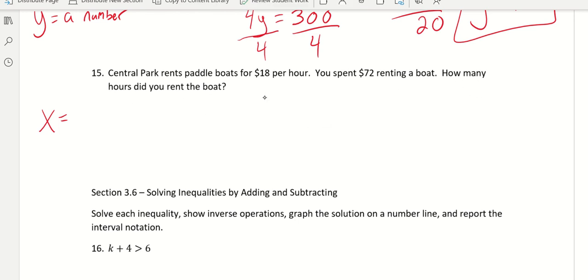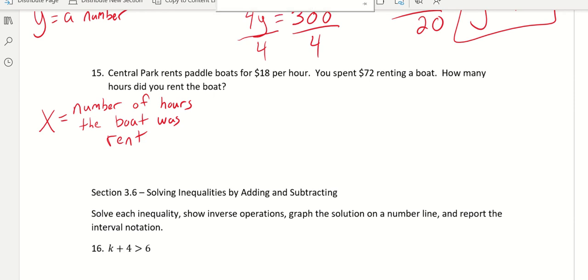So x is the number of hours the boat was rented. Do not just say x equals the boat or x equals hours. It represents more than that. It represents the number of hours the boat was rented. All right, so x is the number of hours the boat was rented.